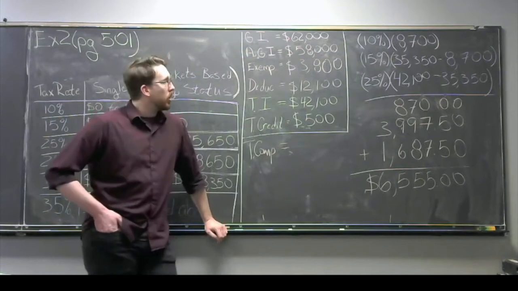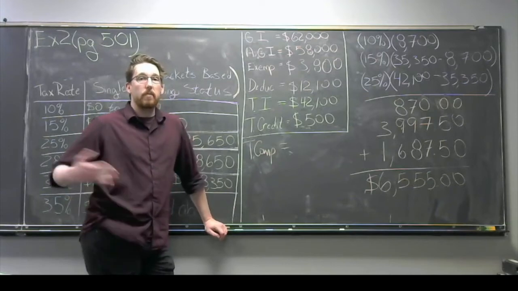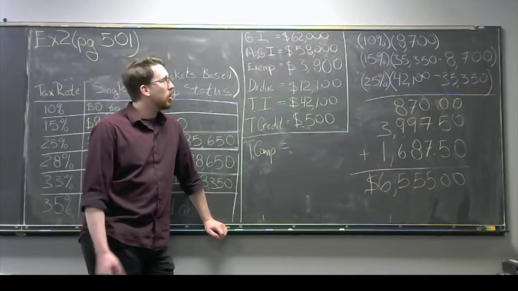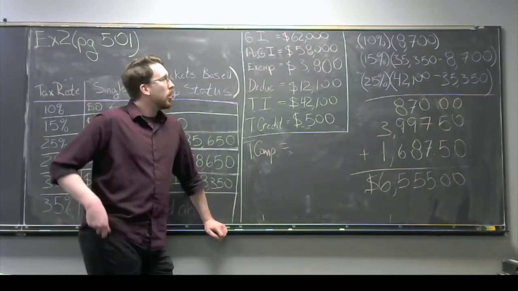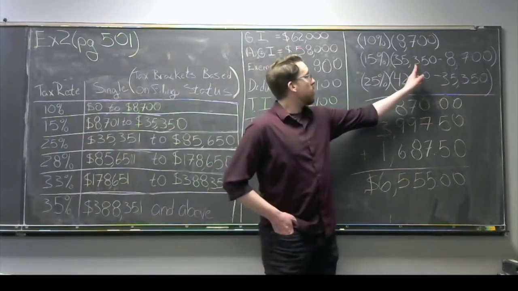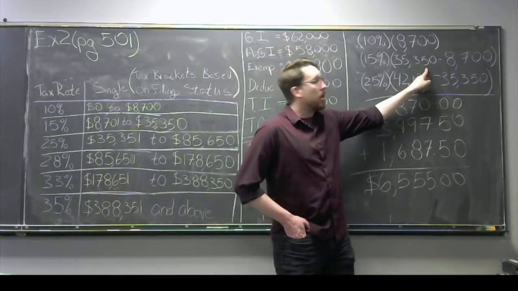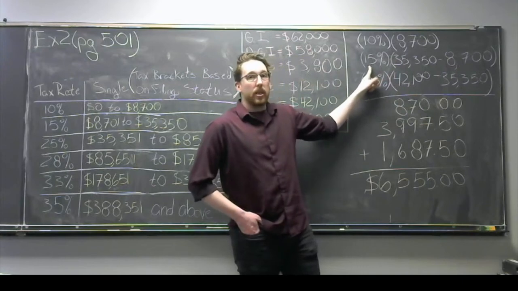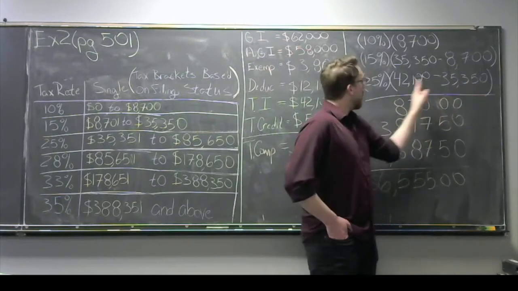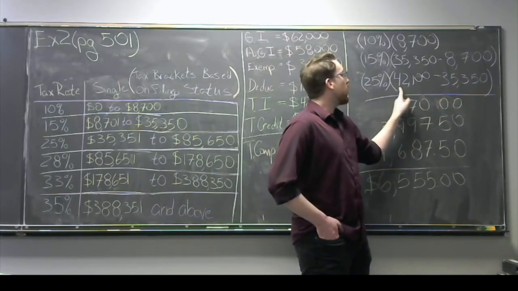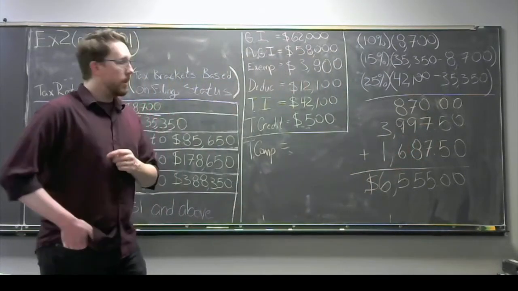So, what we've done, we went through and we said, all right, there is $8,700 that she made that gets taxed at 10%. Then, pulling that out, we have to worry about the next tax bracket. There is all the money she made from $8,700 to $35,350. That's taxed at 15%. And then from $35,350 up to the $42,100 in taxable income that she made, that has to be taxed at 25%.